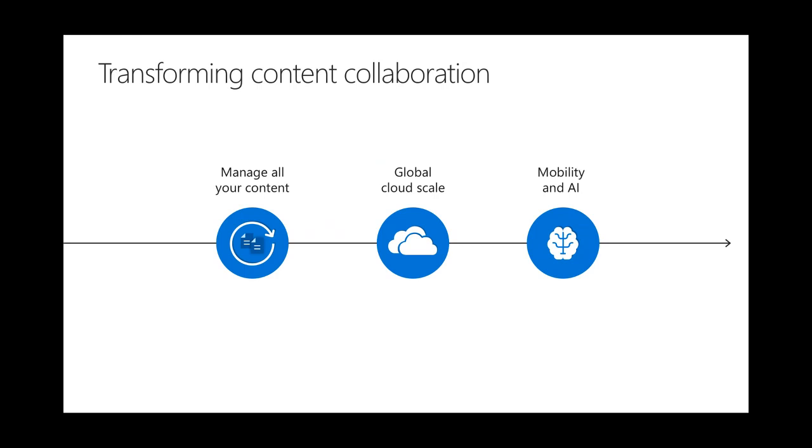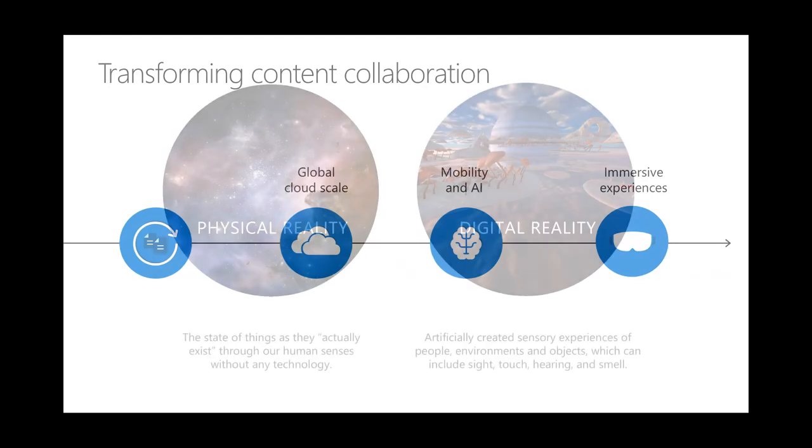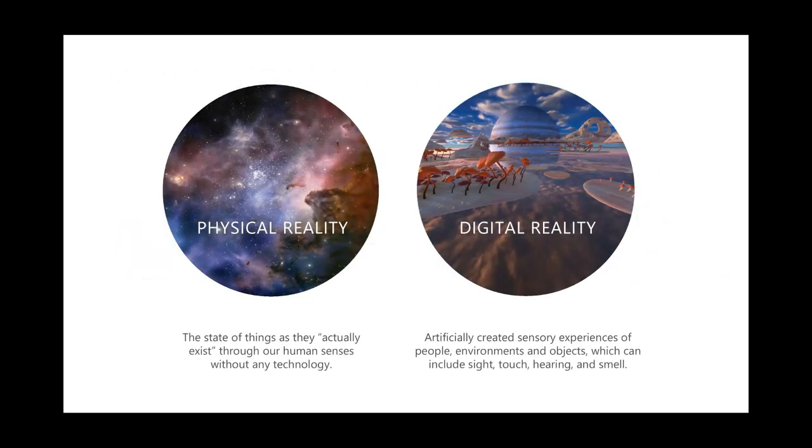So kind of like the Industrial Revolution brought us steam and mechanical inventions that spawned mass production, intelligent and immersive experiences are going to help us blend the physical and virtual divide. So we've gone from managing your content to global cloud scale to mobility and artificial intelligence, and now into bringing immersive experiences to content collaboration as well.